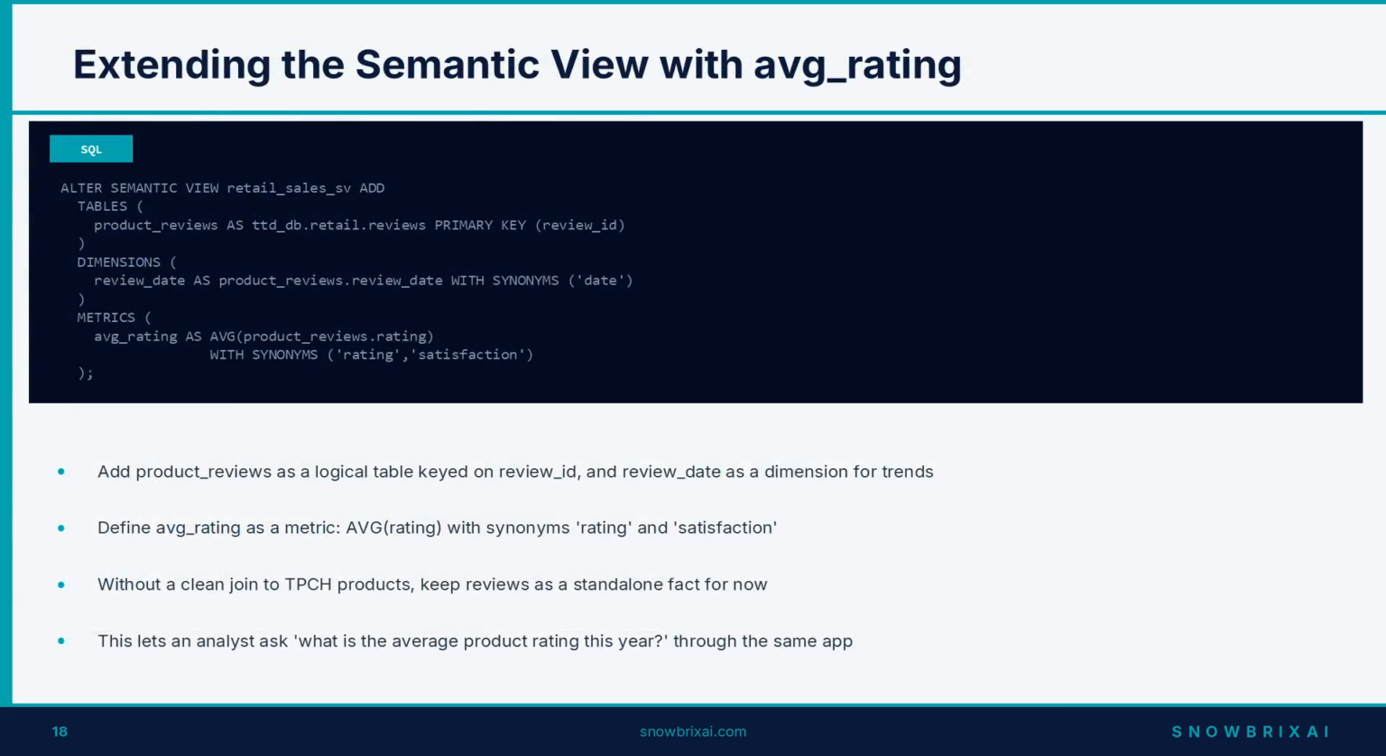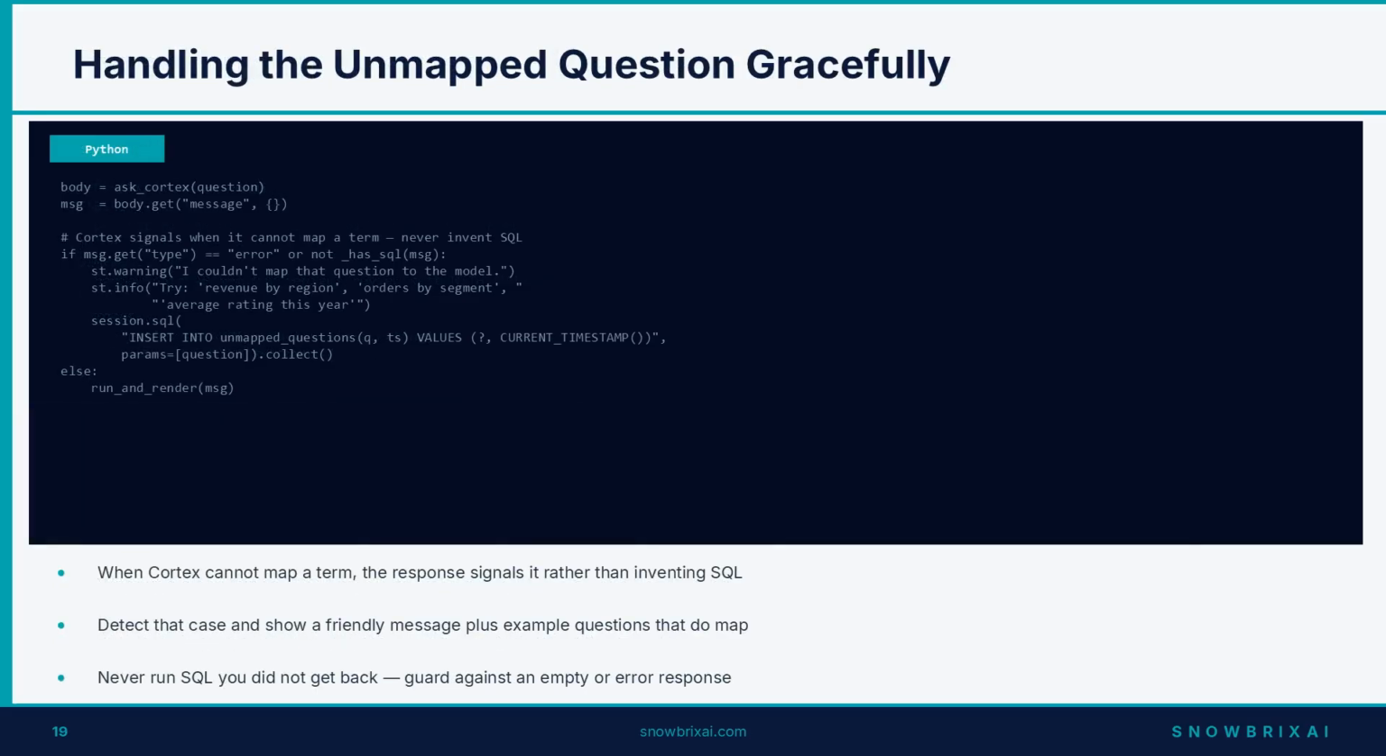So extend the view with average rating. On screen, alter semantic view, add. Add product reviews as a logical table, keyed on review ID, add review date as a dimension so analysts can ask for rating trends over time. And define average rating as a metric, average of rating, with synonyms rating and satisfaction. There is no clean join to the TPCH products, so reviews stays a standalone fact for now. And that one addition lets an analyst ask, what is the average product rating this year, through the very same app?